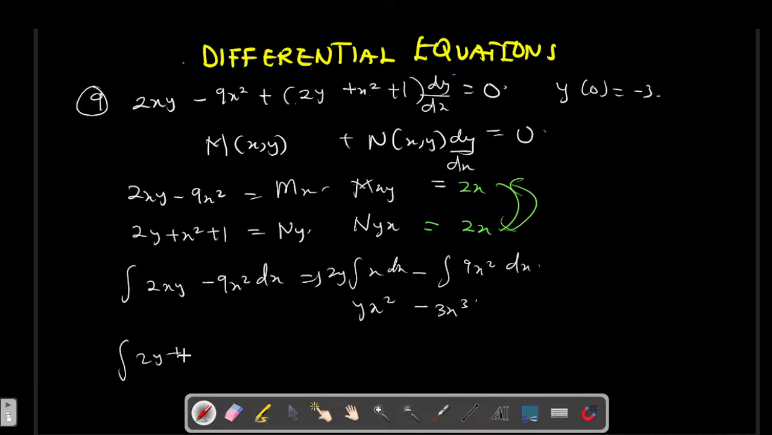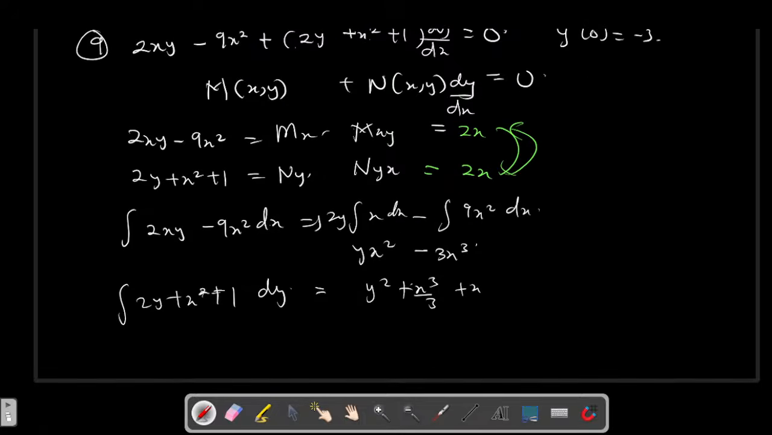Integral of 2y plus x squared plus 1. I have to integrate this with respect to y because it's N, the y part. Integrating this with respect to y, my first one becomes y squared. You can clearly see, right? I'll get my y squared, plus this one becomes x cubed over 3, right? Then plus what? x. Am I right?